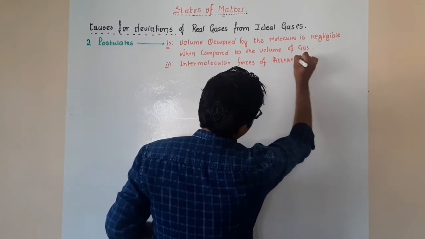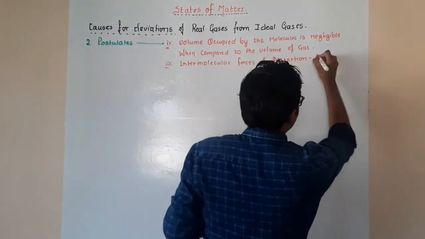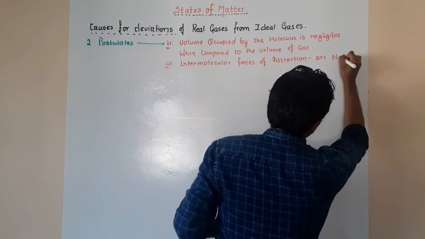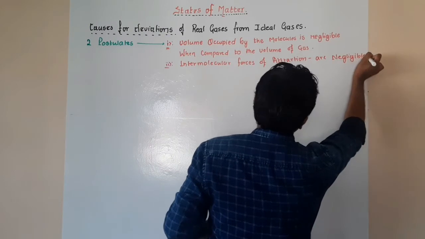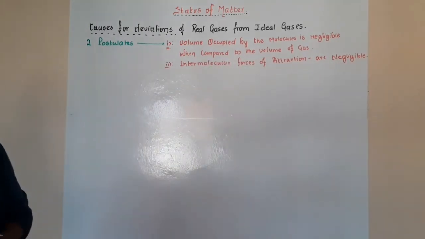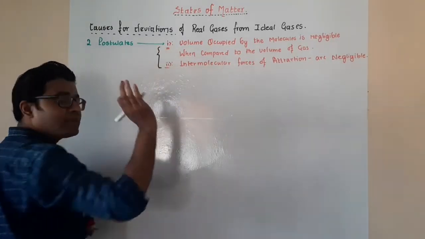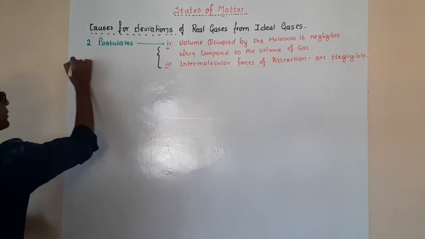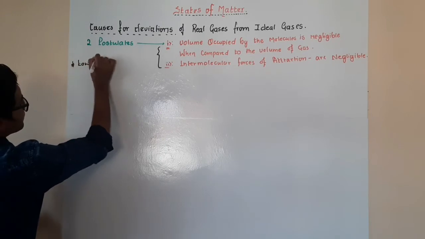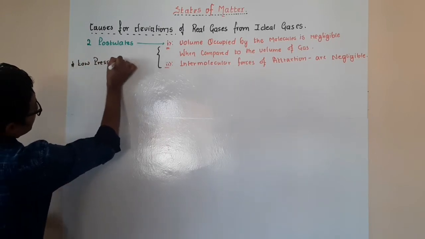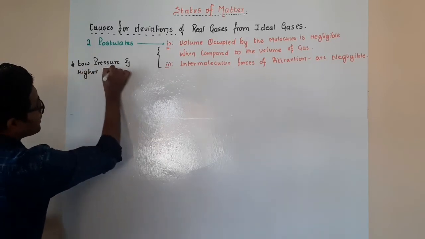These particular forces of attraction, according to Boyle, again, is incorrect, because they say that intermolecular forces of attraction are negligible. Again, he says that even this particular point is not correct. Now, these particular points do hold correct if the conditions are such as, if we do consider lower pressure and higher temperature. Now try to understand this.